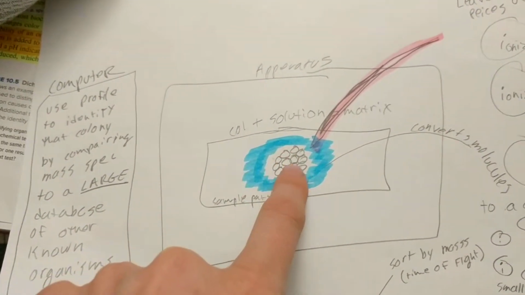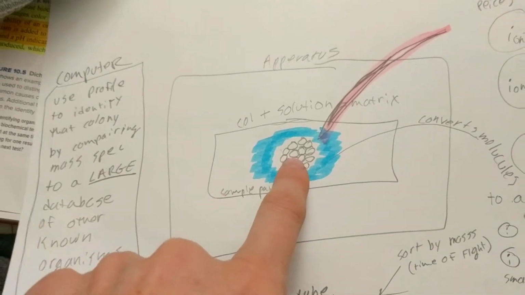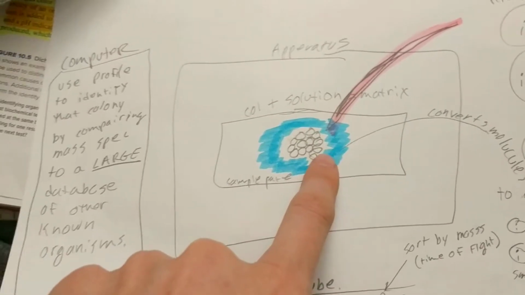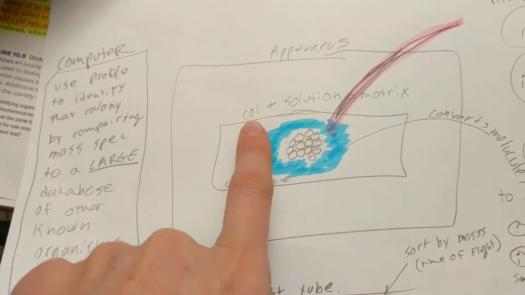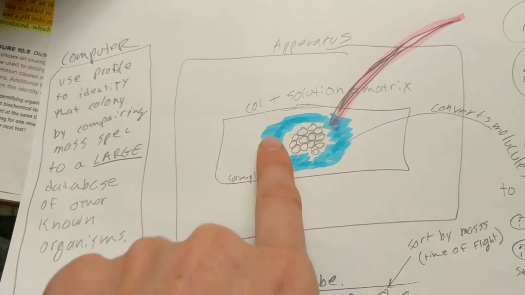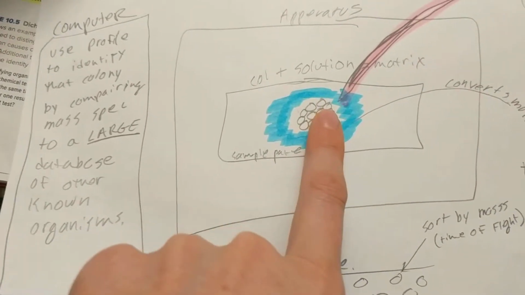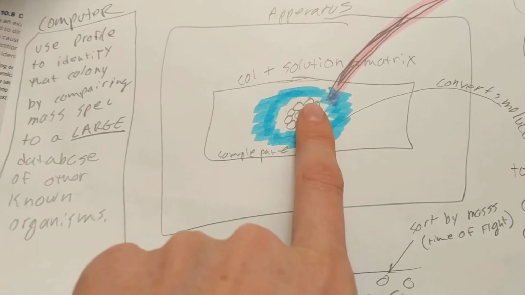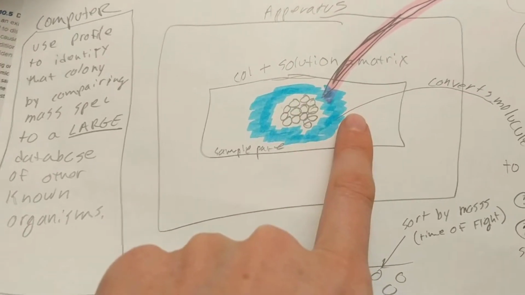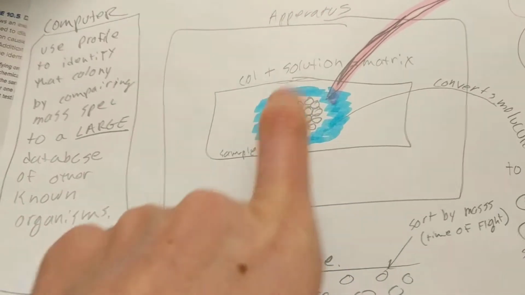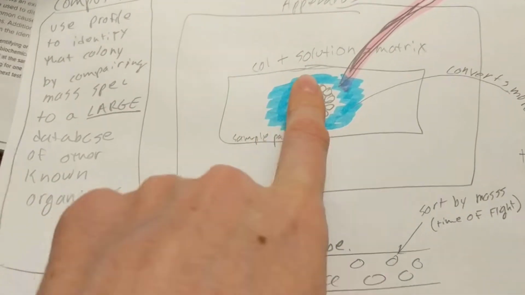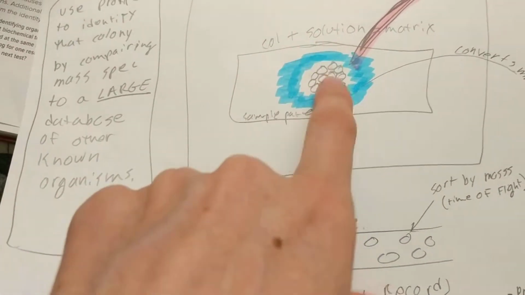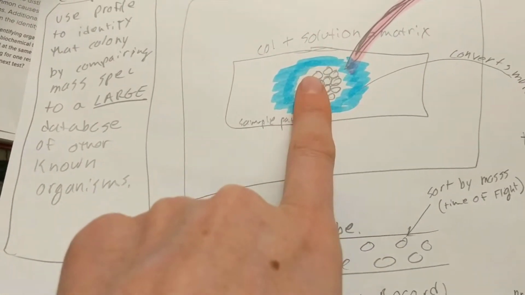So all these little dots right here are a colony, and the colony is added along with the solution, or you could say the solution was added to the colony. So colony plus solution equals matrix. So this whole thing right here is called a matrix. So first, a portion of the colony along with the solution called a matrix is spotted onto a sample plate. So this is my little sample plate that I put it on. So I went dot, dot, dot, dot, dot, dot, dot, and I put it onto a sample plate.